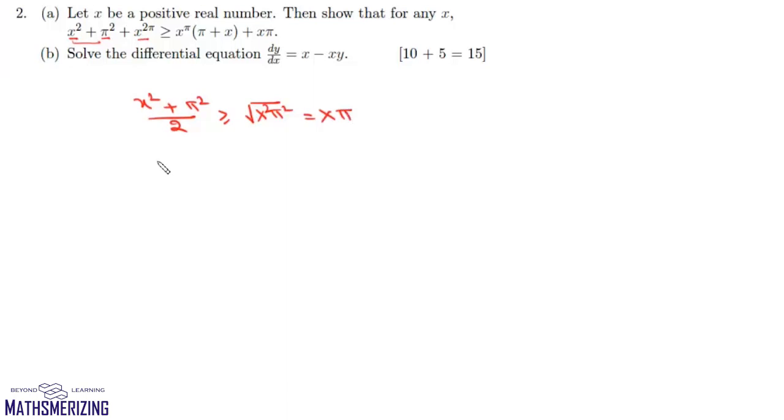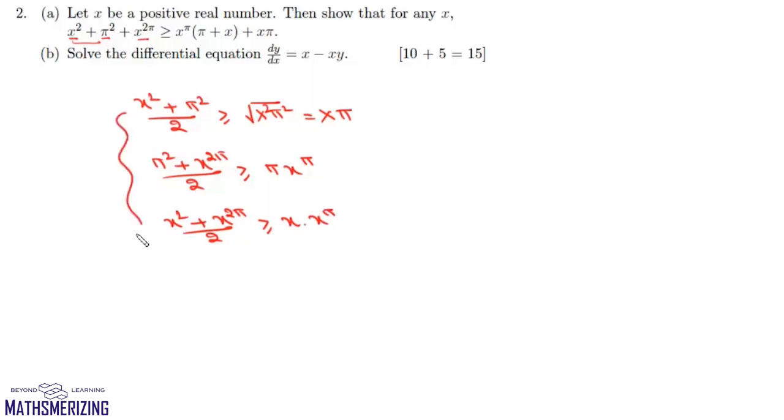Now we take second and third, we can write (pi square plus x to the power 2 pi) upon 2 will be greater than or equal to pi into x to the power pi. And if we take first and third, we can write (x square plus x to the power 2 pi) by 2 will be greater than or equal to x into x to the power pi. Now if we add all of them, then on the left hand side we'll get x square plus pi square plus x to the power 2 pi, and it'll be greater than or equal to, now here we'll take this as x pi plus, now here we'll take x to the power pi common, then we'll get pi plus x, and this is what we need to prove in A.